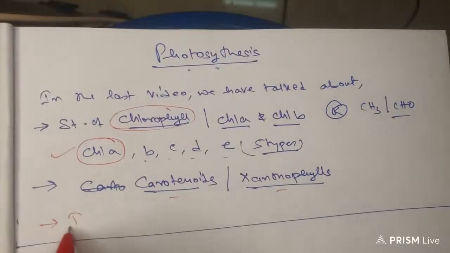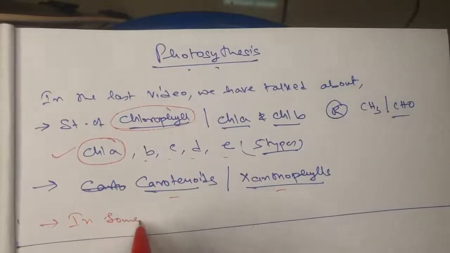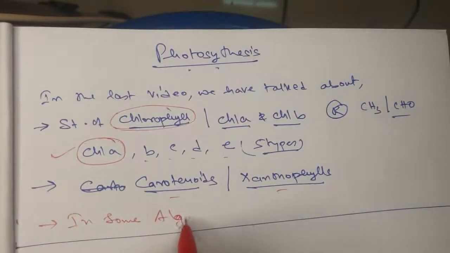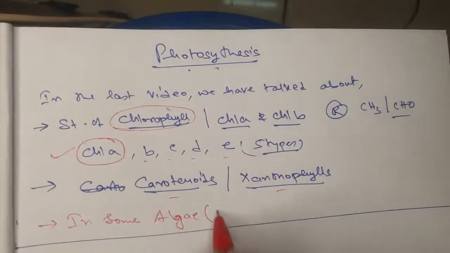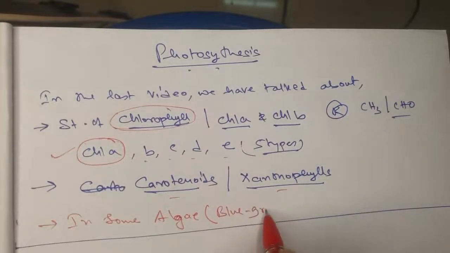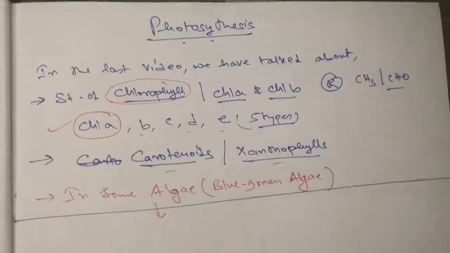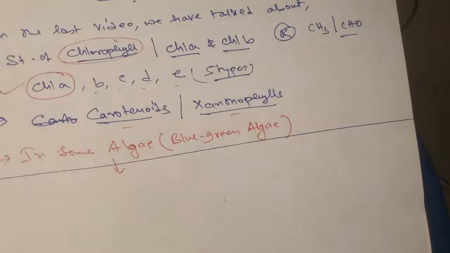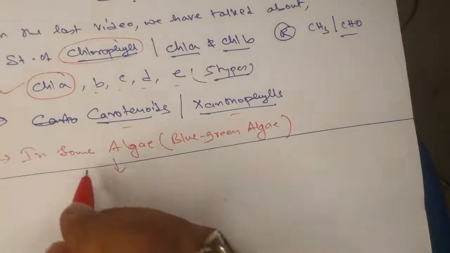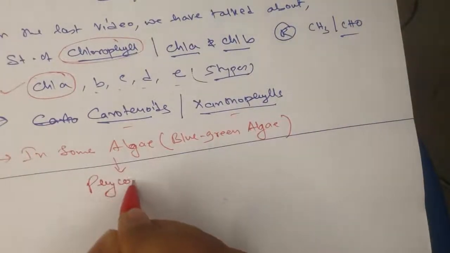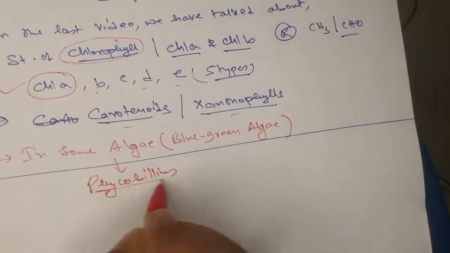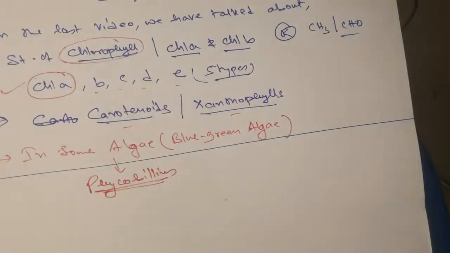in some algae, especially the photosynthetic blue-green algae, algae are all photosynthetic, we do find another type of pigment that is known as phycobilins. So that also you should keep in your mind.